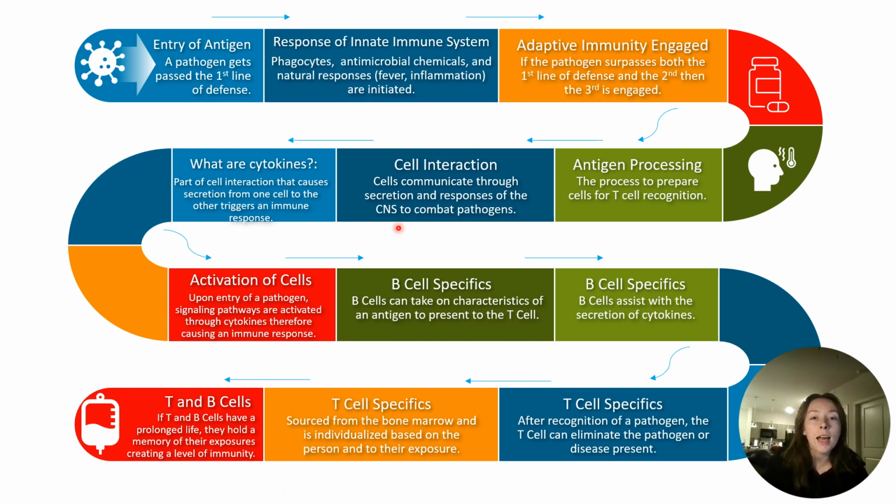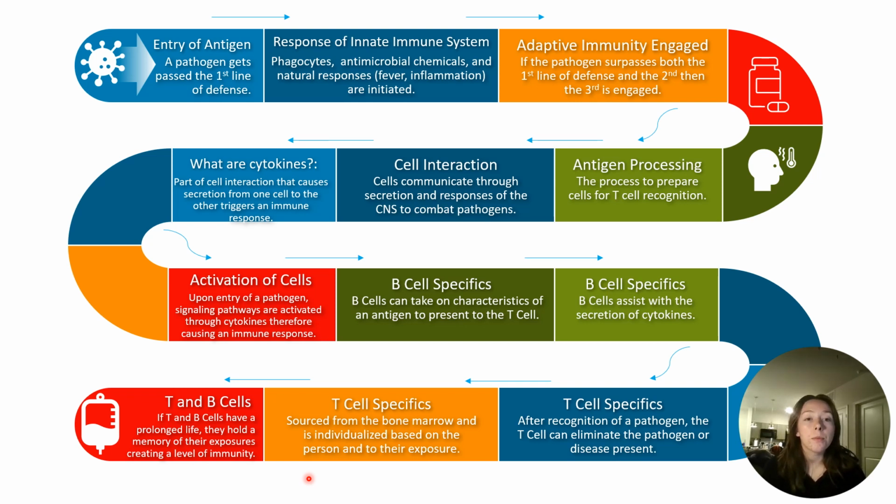And now we're here at cell interaction. This is when the cells are communicating through levels of secretion. This can also be through the central nervous system to help combat against pathogens. So it's sending messages through the central nervous system or through secretions from cell to cell, letting each other know what's going on with the body, and basically locking down the barriers so you can combat the pathogen or infiltrator of your body.